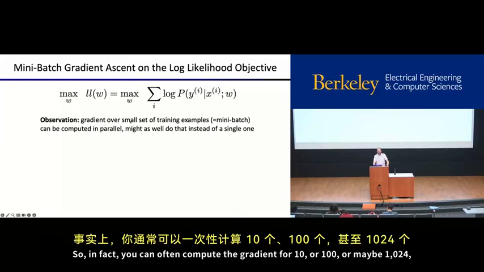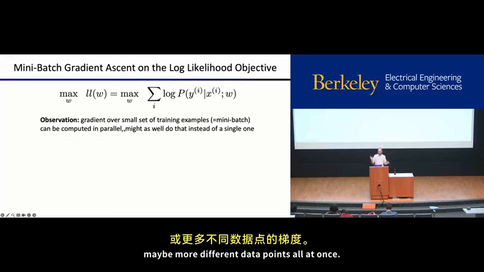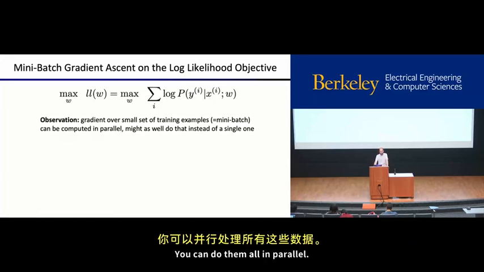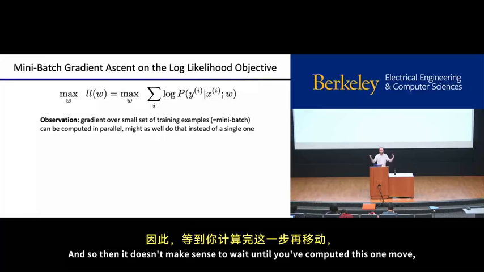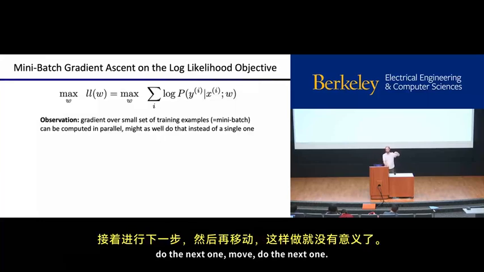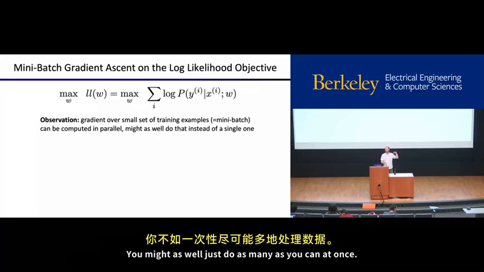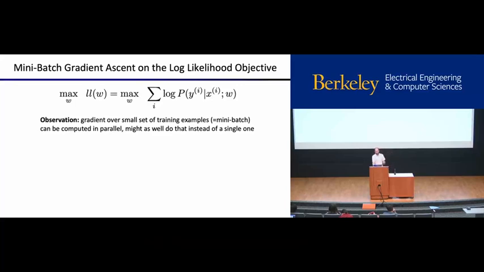In fact, you can often compute the gradient for 10 or 100 or maybe 1,024, or maybe more different data points all at once. You can do them all in parallel. And so then it doesn't make sense to wait until you've computed this one, move, do the next one, move, do the next one. You might as well just do as many as you can at once. And so that's a batch.